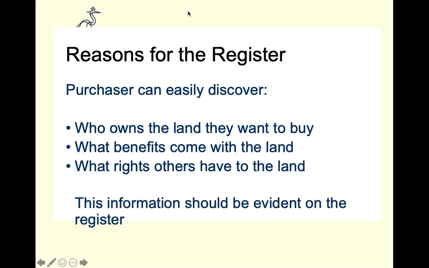All of that should be evident when we go to Land Registry. We should be able to go to Land Registry and see all of this on the documentation that exists there. Should be able to articulate who the true owner is, who has any other attachments to the land, and what do I get with the land itself.